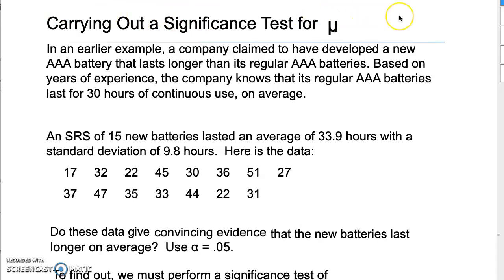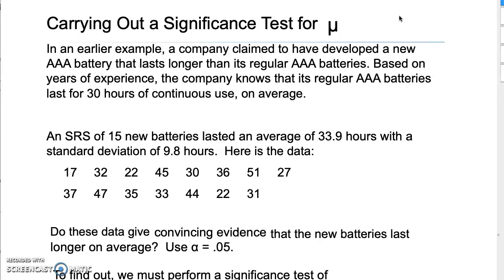So here is an example. In an earlier example, a company claimed to have developed a new AAA battery that lasts longer than its regular AAA batteries. Based on years of experience, they know their regular AAA batteries last for 30 hours on average of continuous use. So a simple random sample of 15 new batteries lasted an average of 33.9 hours with a standard deviation of 9.8 hours. Here is the data.